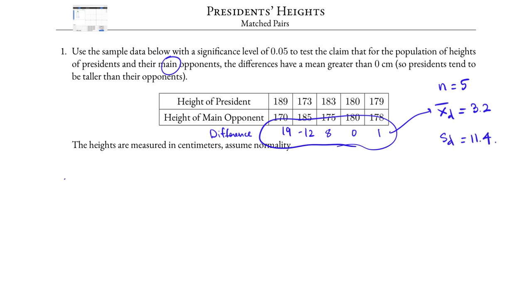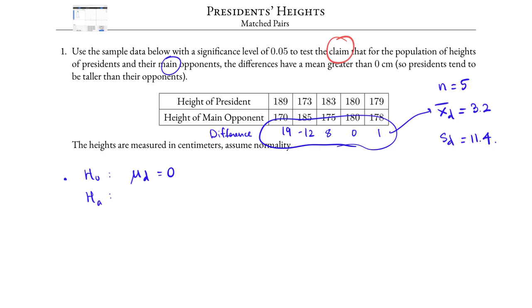The first step in the hypothesis test is to state the null and the alternative hypothesis. The null hypothesis is the statement of indifference, so we assume the height of the president and his opponent is no difference, meaning mu sub d equals 0. We assume that the difference is 0. We assume that their heights are the same. For the claim, we assume that the differences have a mean greater than 0.